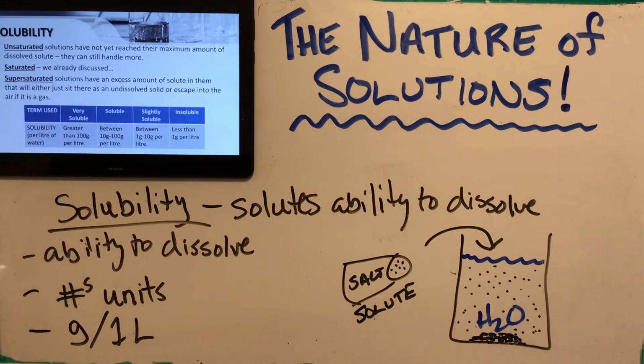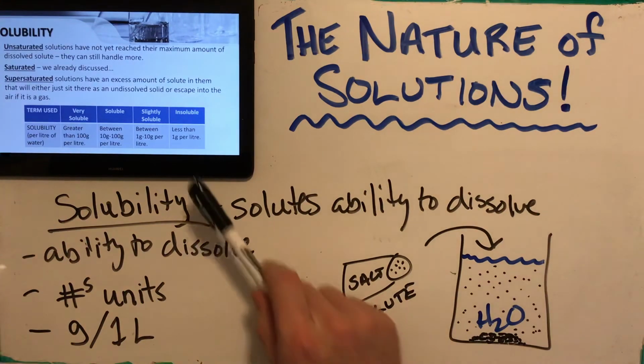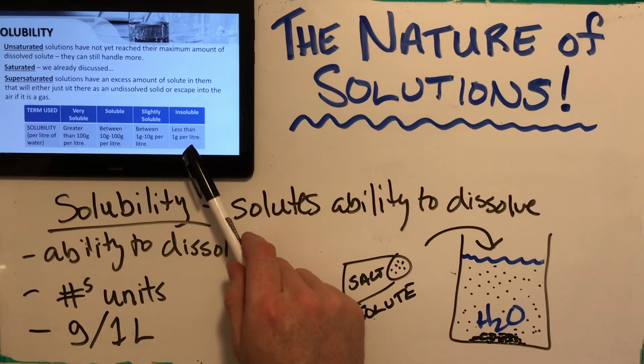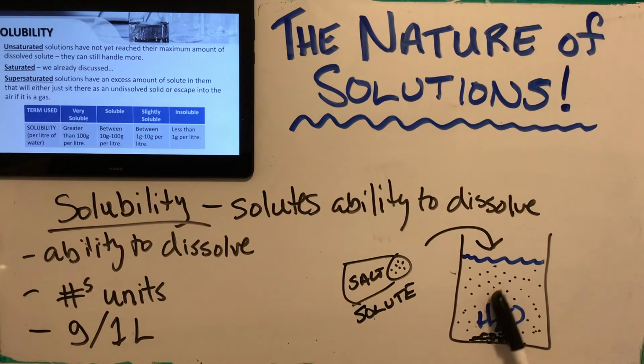And if it's less than 1 gram or none at all, we say it's insoluble. Look, it's just not mixing in here. It's not dissolving. If I take pieces of copper, pennies, or iron filings and I dump them in here, they're insoluble in water. They're not going to dissolve, so they just fall to the bottom. They're insoluble.